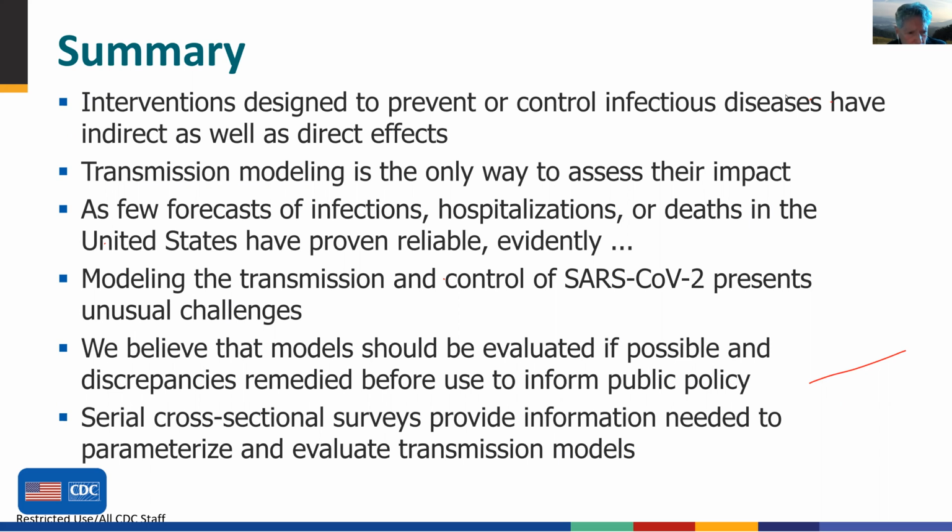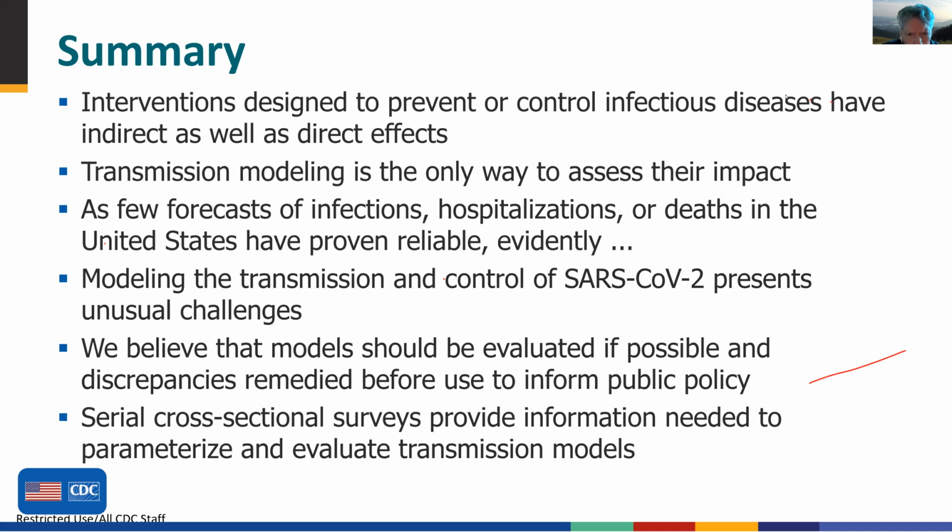And finally, to loop back to the beginning of the talk, these serial cross-sectional surveys provide some of the information needed to parameterize and evaluate these transmission models. But really, the neat thing about these rolling serial surveys is that we can initialize our models at some arbitrary time and simulate for a while, and then compare results of those simulations to immunity as assessed at that time, and try to diagnose and remedy any disparities and do better next time.